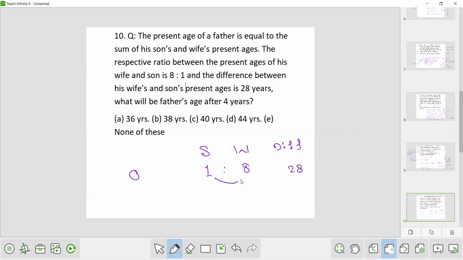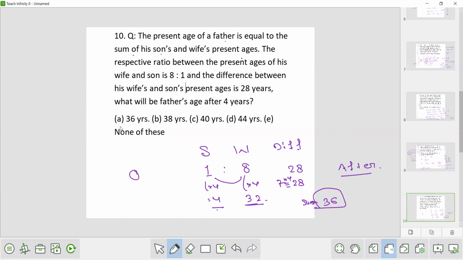So here the difference is 7. So 7 is equivalent to 28, means it's 4 times. So it will also be 4 times and it will also be 4 times. So son at present will be 4 years of age, wife at present will be 32 years of age. Now what is given? That the present age of father is equal to the sum of his son's and wife's present age. Son's present age is 4 and wife's present age is 32. So sum will be 36. So at present, age of father is 36.